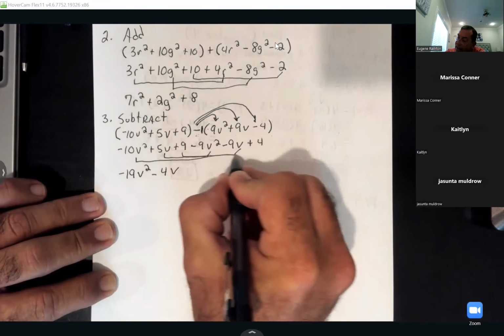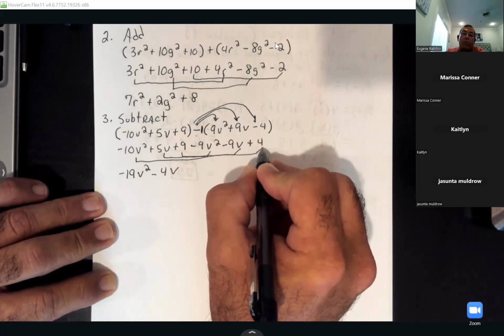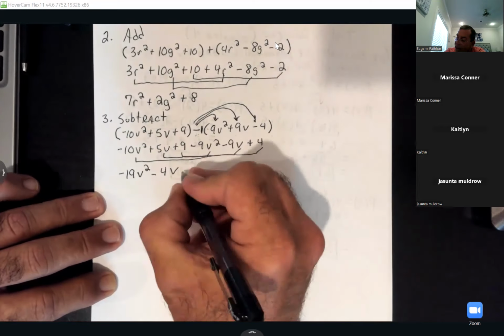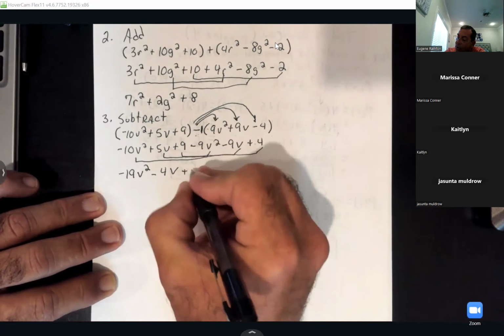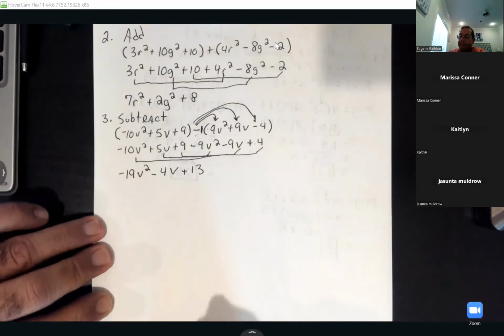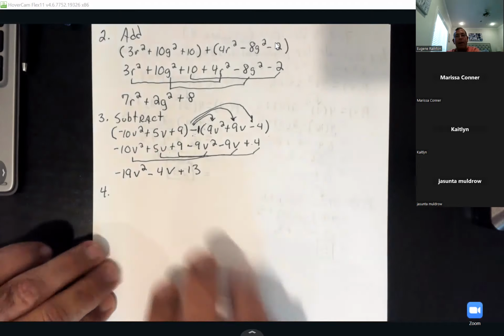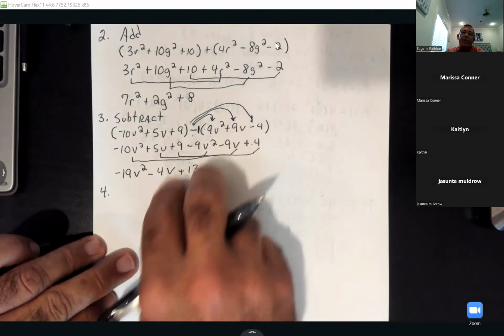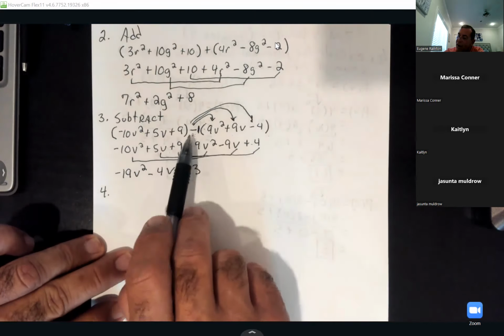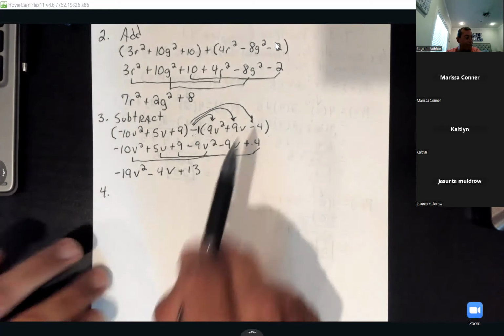And y'all, now my numbers. I got a 9 added to a +4. So those are like signs, so I'm adding them together. 9 and 4 is 13, and they keep their sign. So y'all, what they really try to get you on is subtraction. You got to distribute that negative, okay?